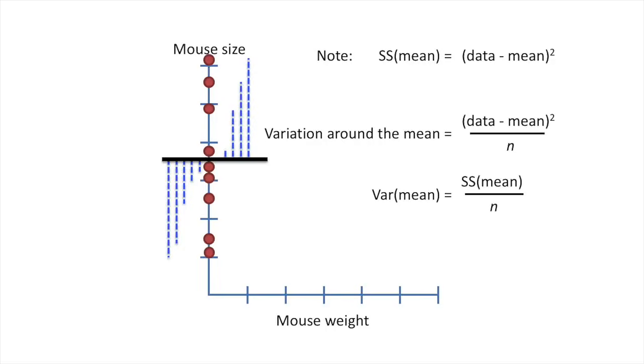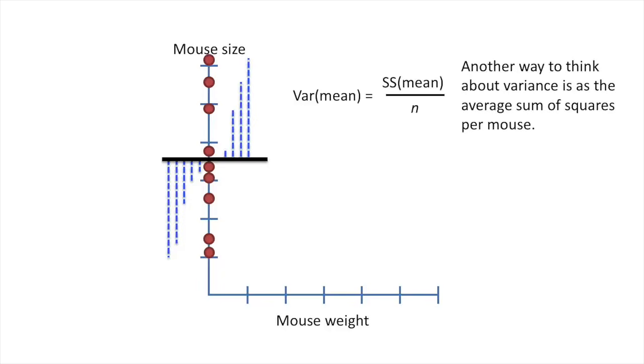The shorthand notation is the variation around the mean equals the sum of squares around the mean divided by n, the sample size. Another way to think about variance is as the average sum of squares per mouse.